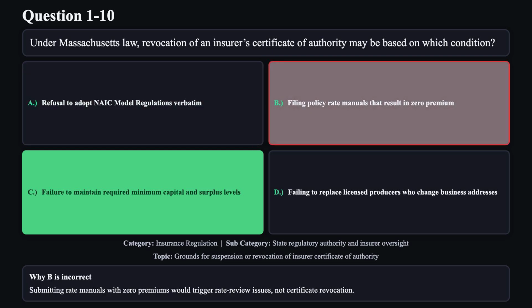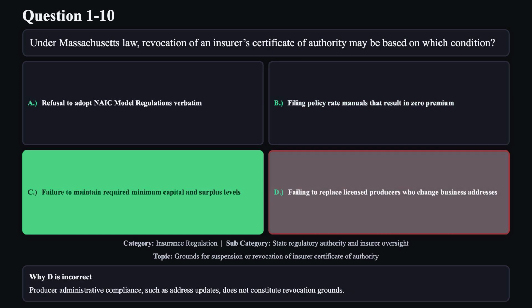Reason B is not correct. Submitting rate manuals with zero premiums would trigger rate review issues, not certificate revocation. Reason D is not correct. Producer administrative compliance, such as address updates, does not constitute revocation grounds.